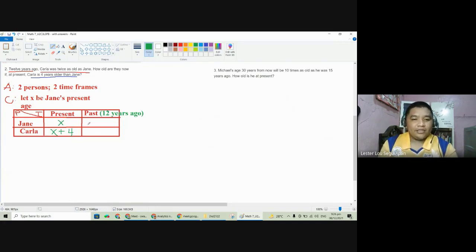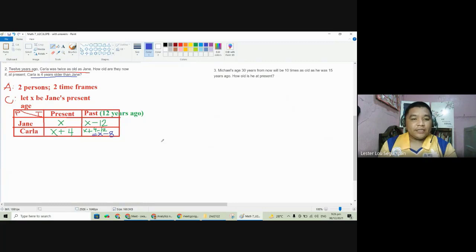So Jane's age will be x minus 12. For Carla, we are going to subtract 12, not just from x, but from the whole quantity here. So it will become x plus 4 minus 12, or its simplified form. 4 minus 12 is actually negative 8. So you will have x minus 8.